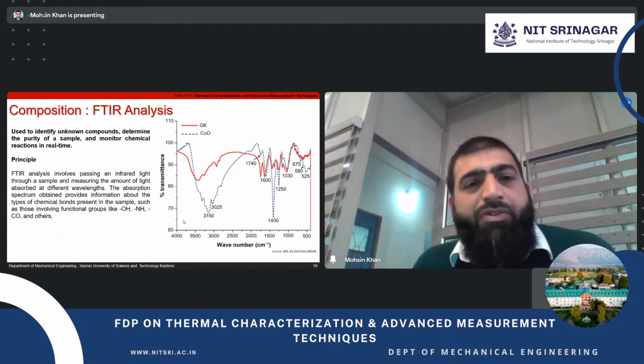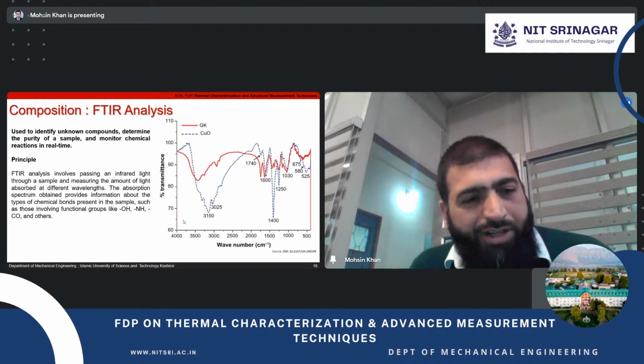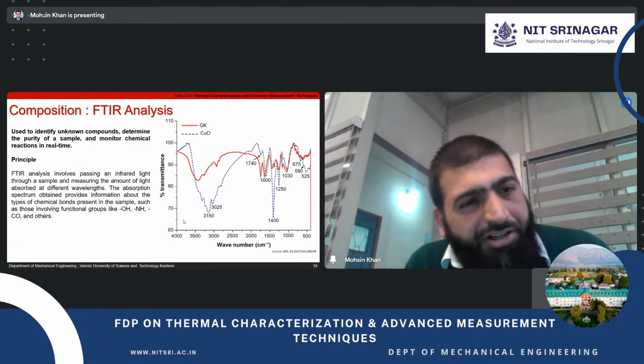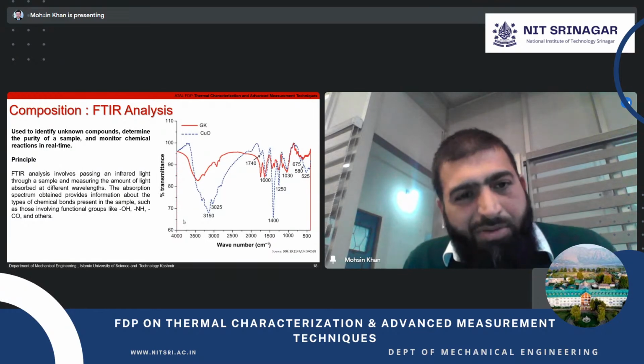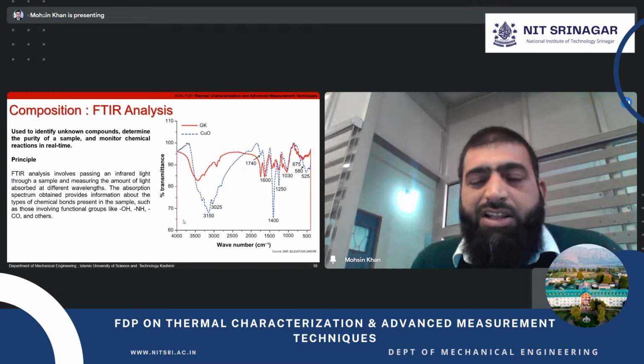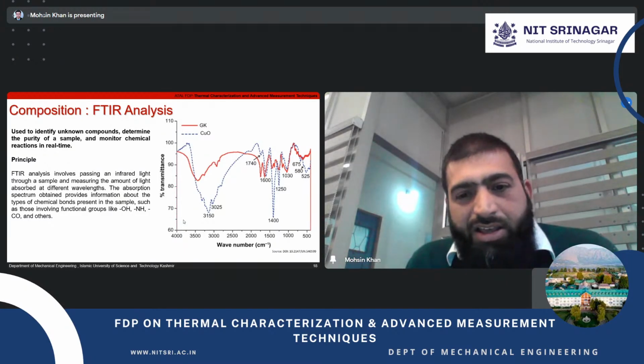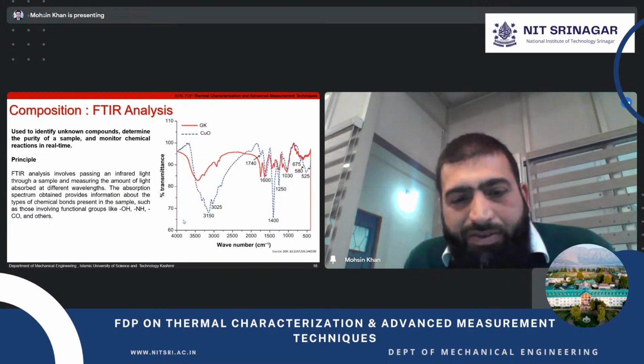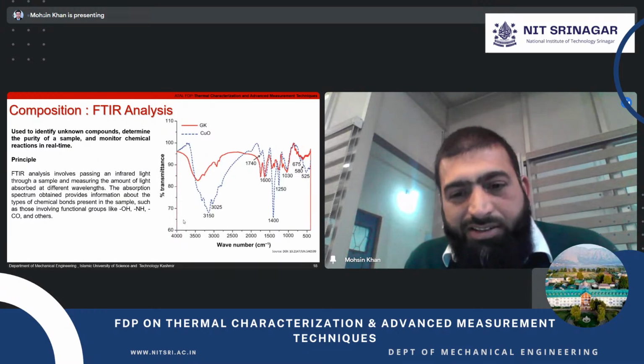Okay, now we have one more technique, used to determine the purity of a sample and monitor chemical reactions in real time. We use a technique known as Fourier transform infrared (FTIR) analysis. This is a typical graph, which is the output of an FTIR analysis.